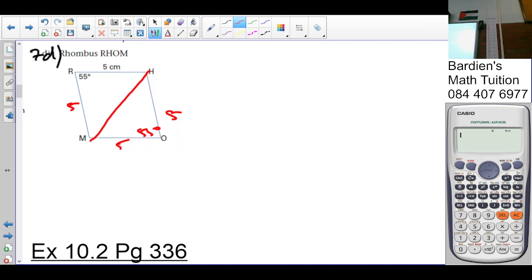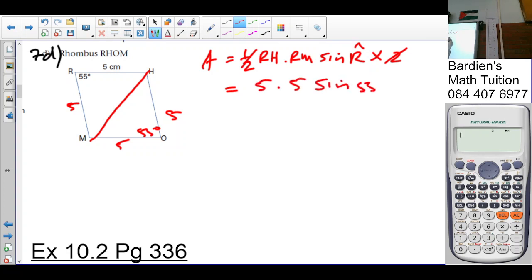So how do you calculate the area? Its area is going to be half RH times RM sine of angle R, then multiplied by 2. So the half and the 2 cancel. RH is 5, RM is 5, sine of 55. 5 times 5 times sine of 55 is 20.48 centimeters.